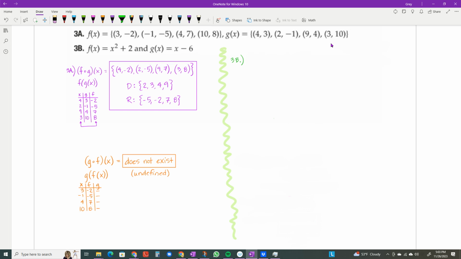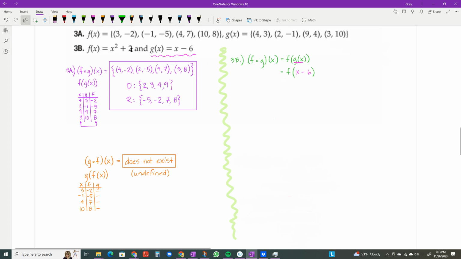So in 3b, again, I'm starting off with f of g of x, okay? And now when I do this, we start on the inside, so I'm going to replace g of x. So that means it's f of what? Well, g of x is x minus 6. So now, what is the rule for f? I'm looking at this as f of x minus 6.